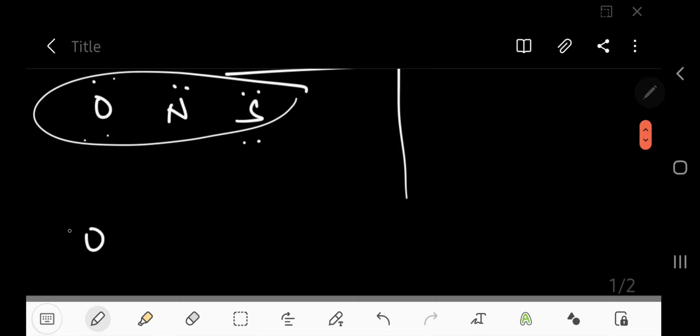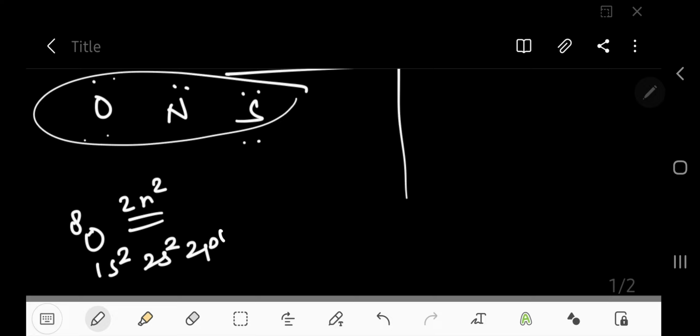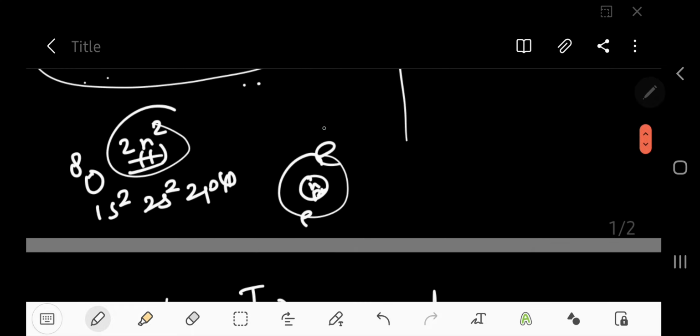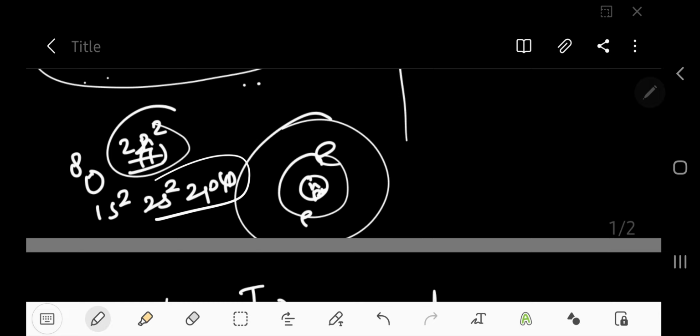Consider oxygen, which contains 8 electrons. The electrons are filled according to the 2n square rule: 1s2, 2s2, 2p4. There is a nucleus with neutrons and protons, and then the first orbital. If you substitute 1 for n, it holds 2 electrons. So 2 electrons fill the first orbital, and the next orbital can hold 2 into 2 squared, 4, 4 into 2, 8 electrons. So 8 electrons can be filled, but only 6 electrons are left, so 6 electrons will be filled.